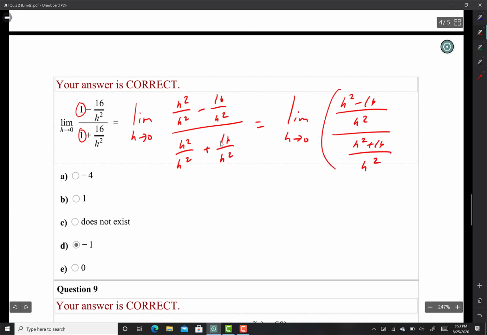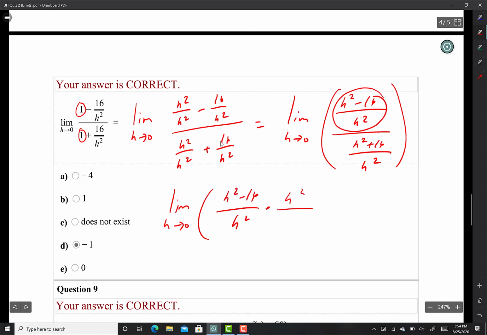If you want, you can do keep, change, flip. So I'm going to keep this fraction. I'm going to change that division to a multiply, and I'm going to flip or just take the reciprocal of the denominator here. So limit as h approaches 0, h squared minus 16 over h squared times h squared over h squared plus 16. And you can see the h squareds are going to cancel out like so.